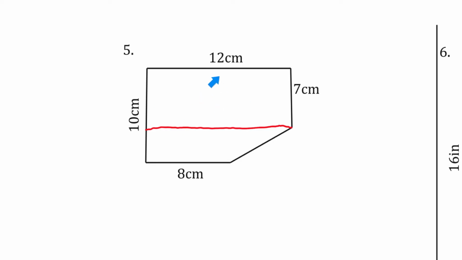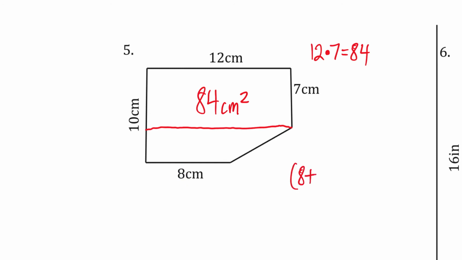So for the rectangle here, it's just length times width, 12 times 7. What is 12 times 7? It's 84. Now I need to find the area of this trapezoid. Remember, trapezoid is base 1 plus base 2 times the height divided by 2. So how long is this base? Obviously it's 8. So I'm going to have 8 plus, how long is this base right here of the trapezoid? Same thing as that, it's 12.